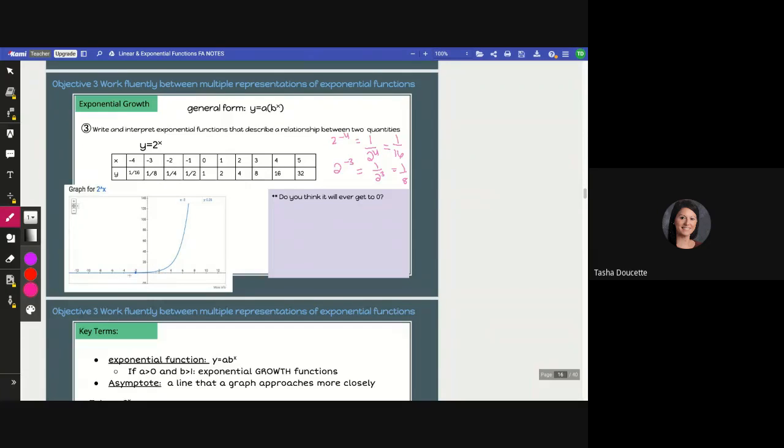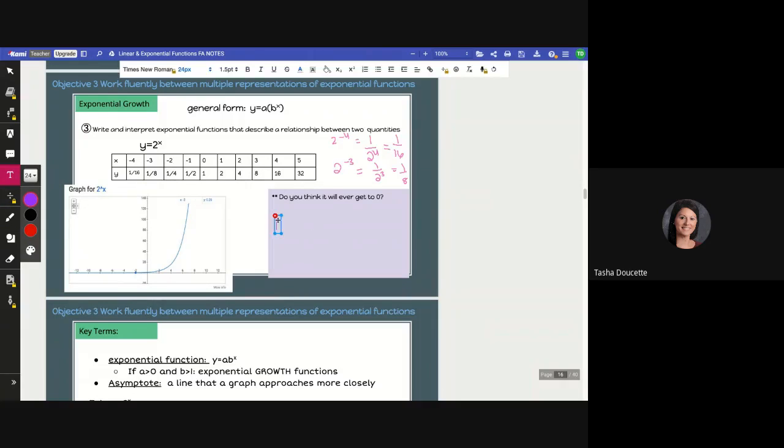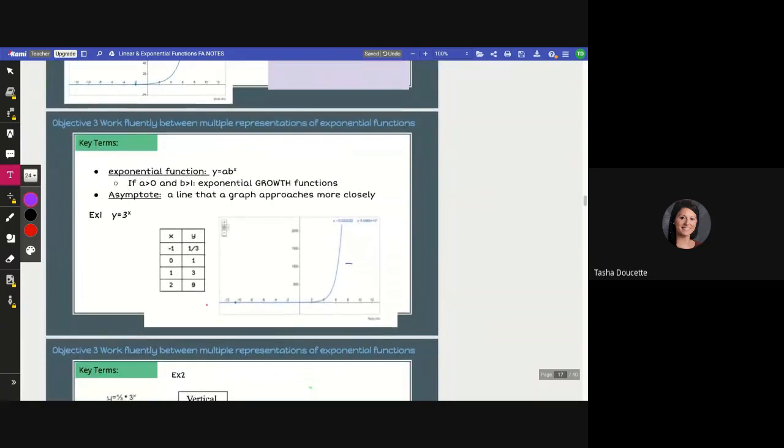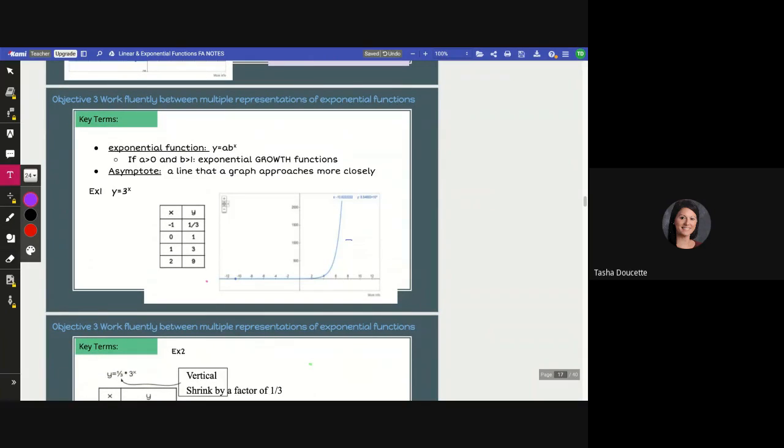So the question here that I have for you is, do you think it will ever get to 0? Will the y value ever get to 0? The answer to that is no. It will get very close, but it will never reach 0. Okay. And then that's going to get into what that actually means.